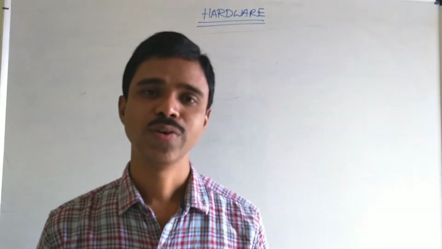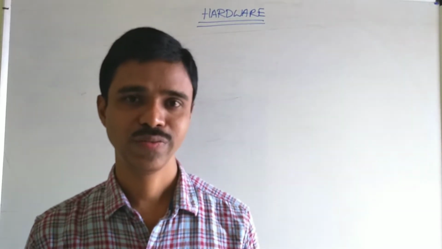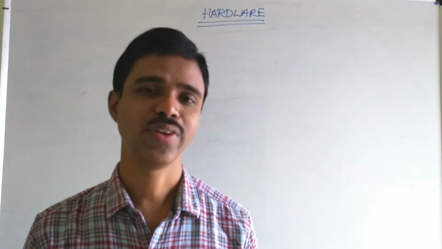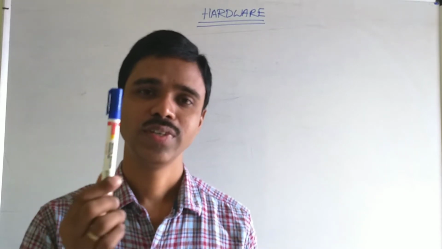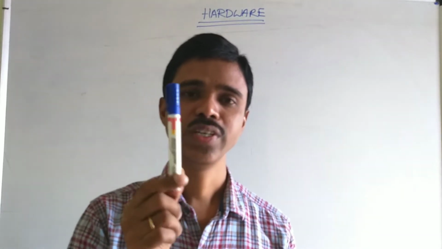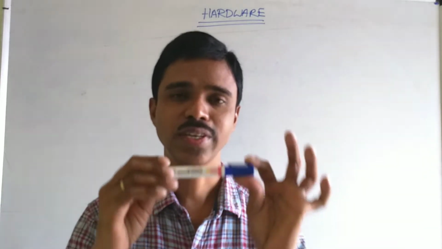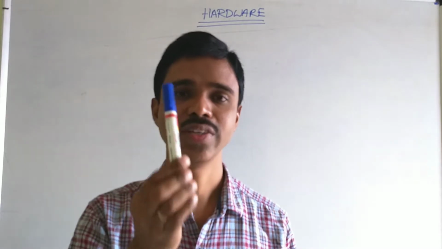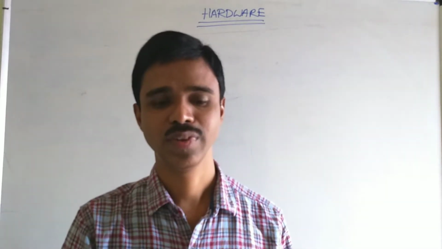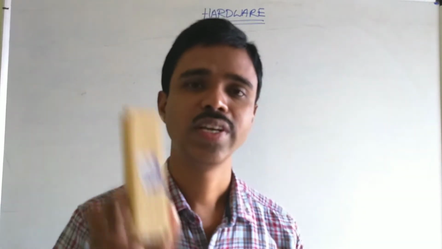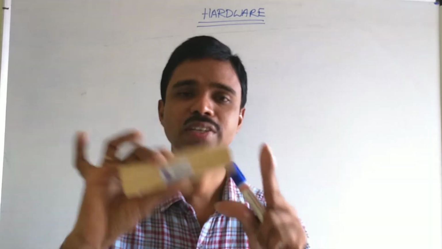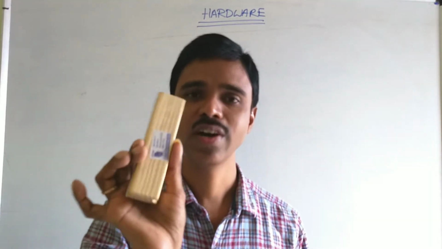The component which you can see and which you can touch with your hand is called hardware. For example, this is the marker pen. Can you see it with your eyes? Yes. Can I touch it with my hand? Yes. So I can see it and I can touch it, so it is called hardware. Similarly, the duster is also hardware. Why? Because we can see it and we can touch it physically.